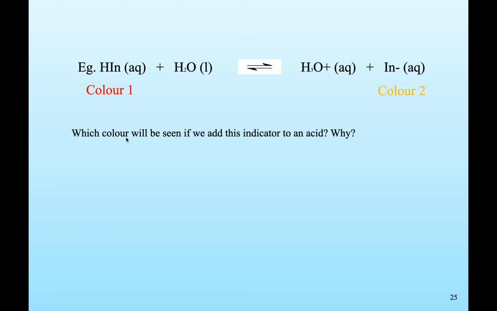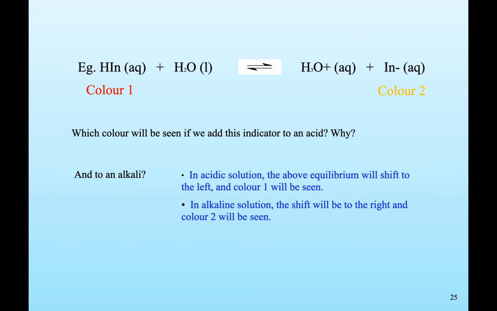Which color would be seen if we add this indicator to an acid? Well, if we add it to an acid, then we increase the concentration of this. What does that do? It causes the equilibrium to shift to the left, and we see color 1, we see red. So acid would give color red. And you can fill that in your notes. If we add it to an alkali, what would happen? The alkali would react with the oxonium ions here and cause the equilibrium to shift to the right, so we'd see color 2. All of this fits nicely together with your theory about equilibrium.